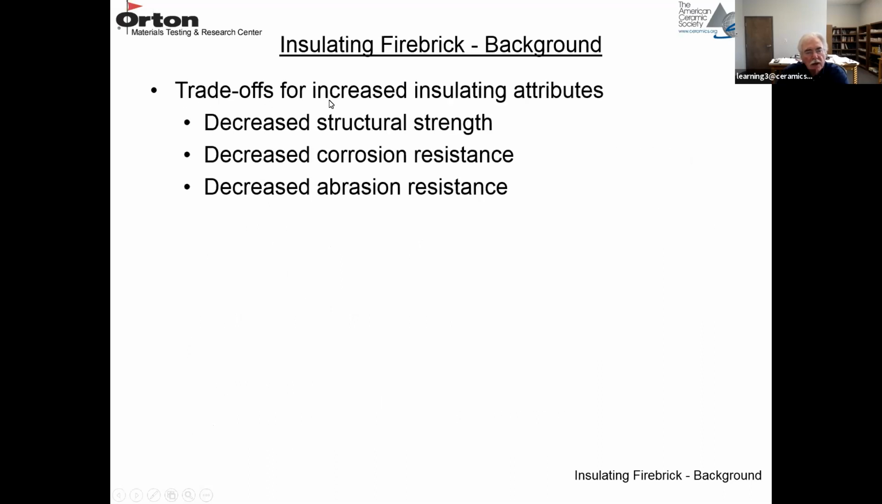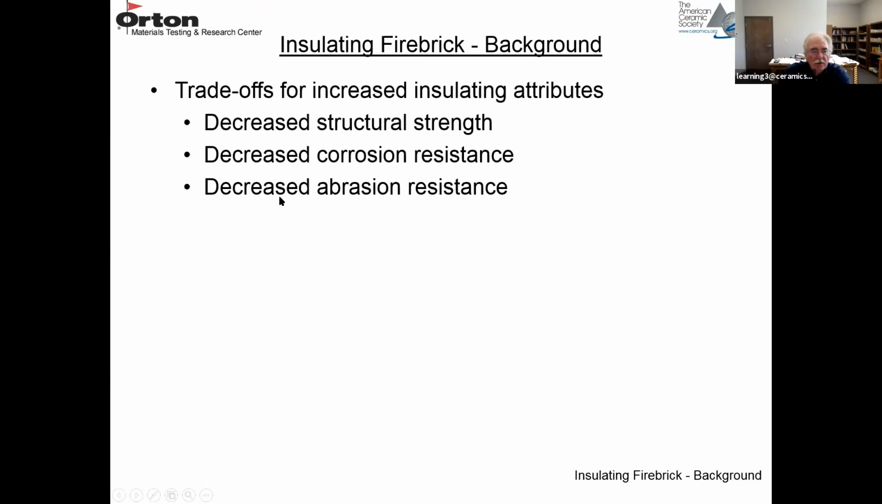So there's trade-offs for using these insulating materials. The high porosity level means the structural strength is low, so cold crushing strength or bending strength is very low. High porosity, well, we determine that the higher the porosity, the more the material will corrode. So you have decreased corrosion resistance with the high porosity, and actually you would not use this material in contact with a slag or a glass because they would not last very long because of the high porosity.